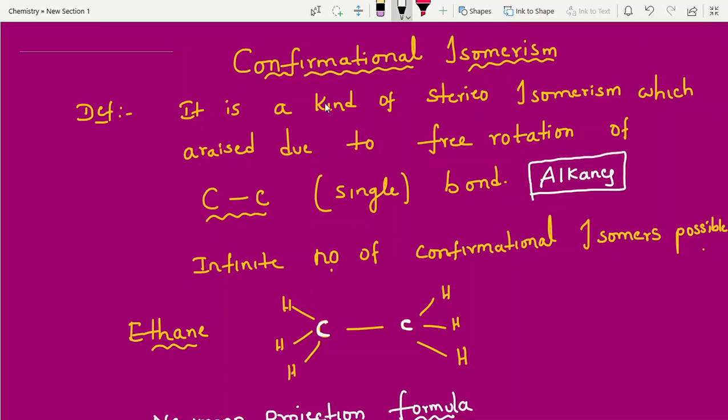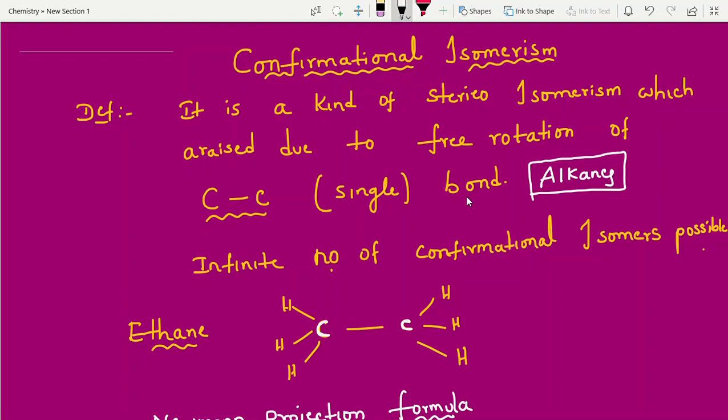Students, in this video I am going to explain conformational isomerism, some important points. First we look into the definition. It is a kind of stereoisomerism which arises due to free rotation of the C-C single bond. Because of free rotation, we are getting an infinite number of conformers.